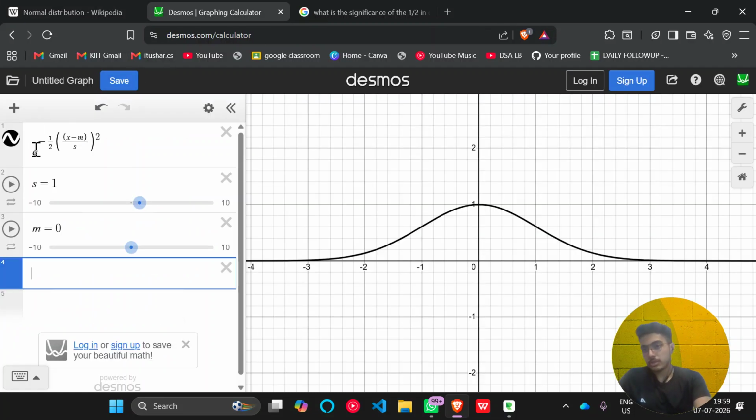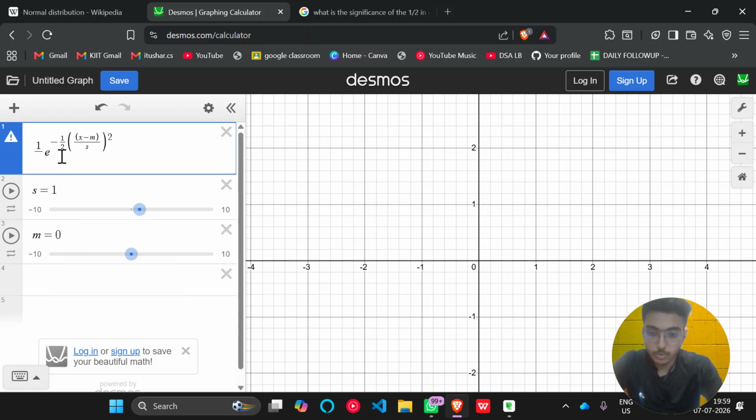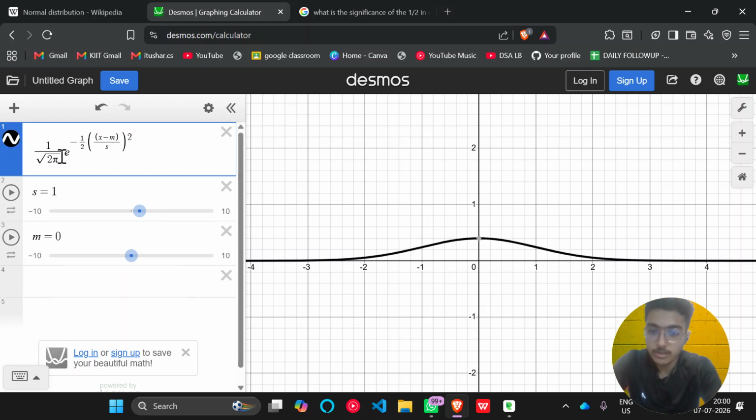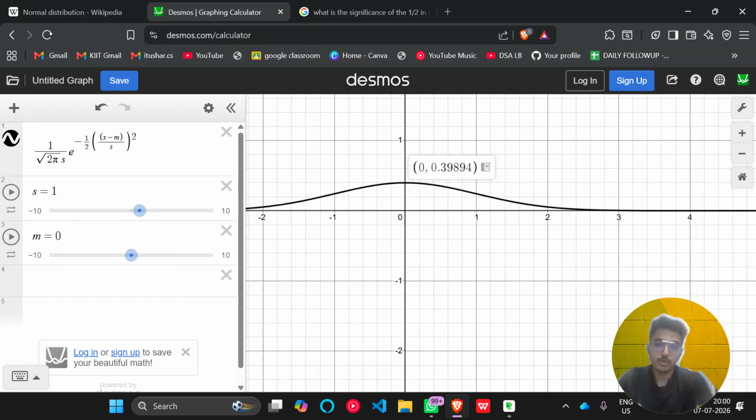If you want, I could just put in the 1 by square root of 2 pi, and then outside we have the S. If I put it in, the graph is still the beautiful bell-shaped curve, as you can see. And this is the actual curve with the entire equation put in place. So yeah, that's all. We now understand every small component of this equation and why they exist and why they are important.